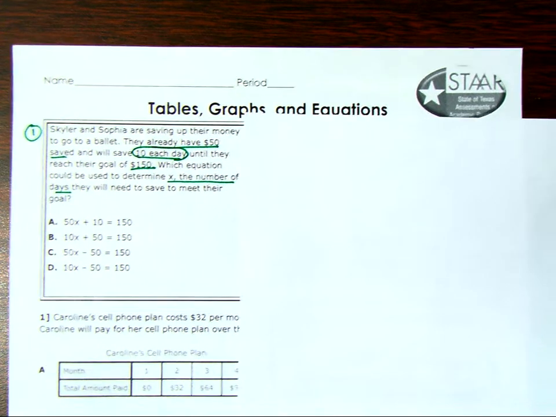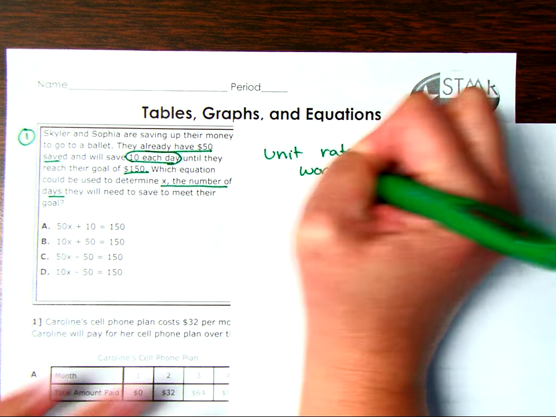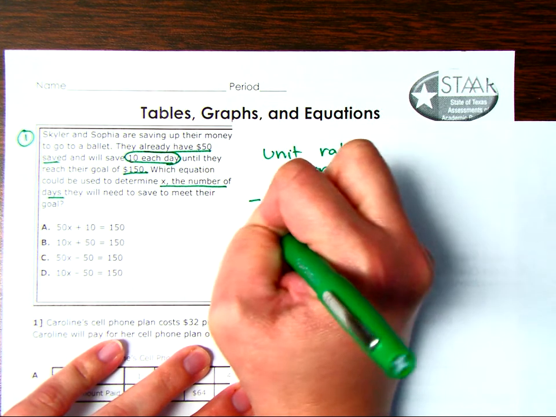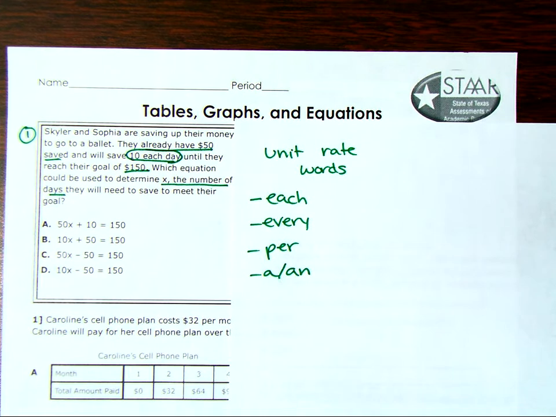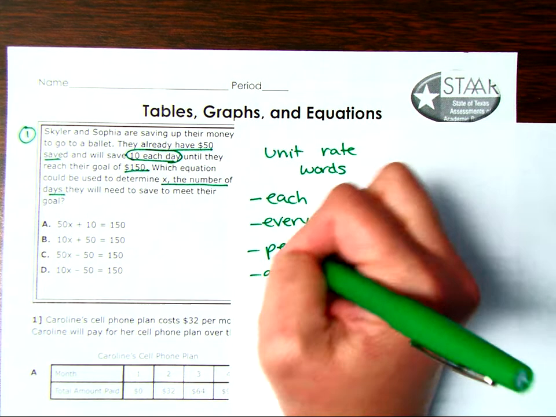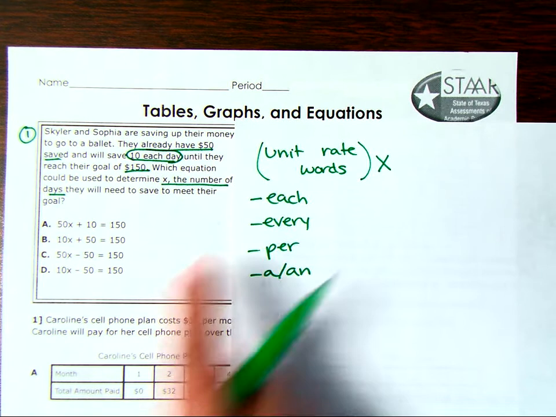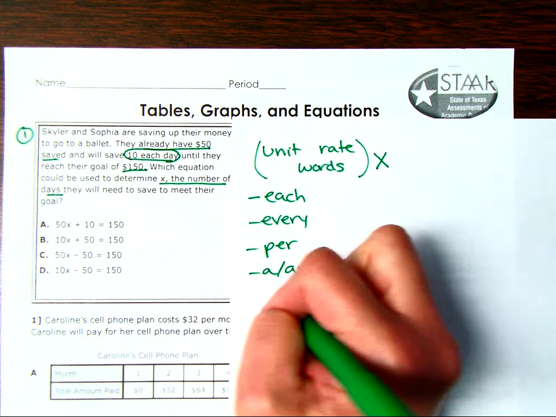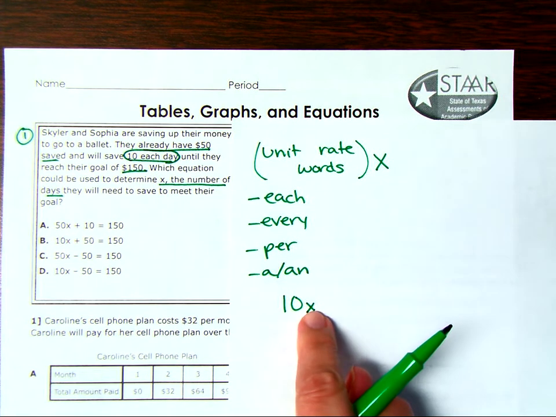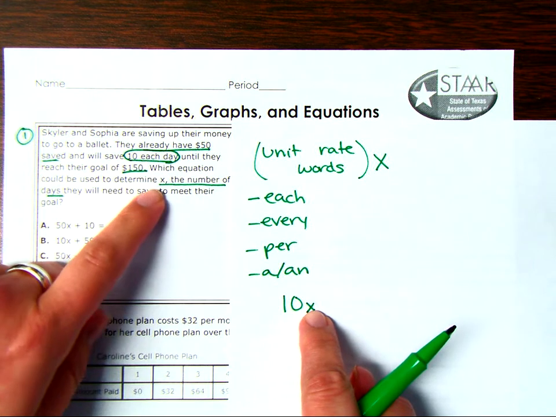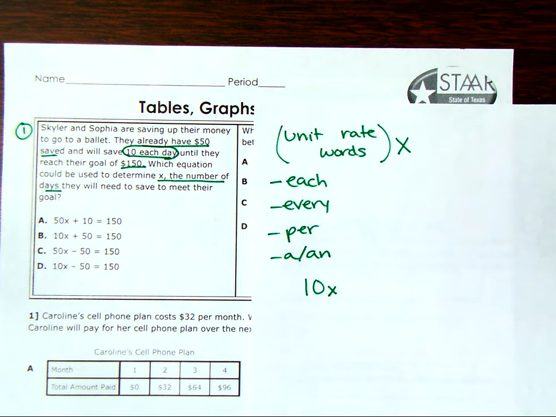So when we talked about unit rate words, those were each, every, per, a, or an. Your unit rate words are always going to go in front of your variable. So $10 each day. So that means $10 times the days. And if you think about it, it makes sense. If we knew that they were saving for 3 days, well, 10 times 3 is 30. But we don't know how many days they're looking at. We have that X. That's why that's my unknown, my variable.